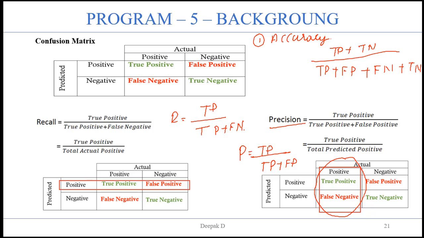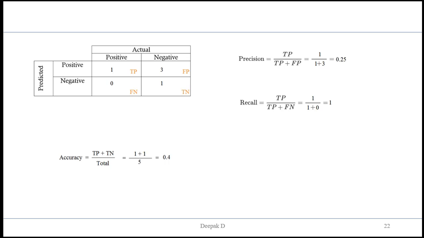So these are all the basic information on the confusion matrix and some of the performance metrics, that is accuracy, recall and precision. We shall take one example, try to solve it, and compare it with our program. So let's consider a simple example here.